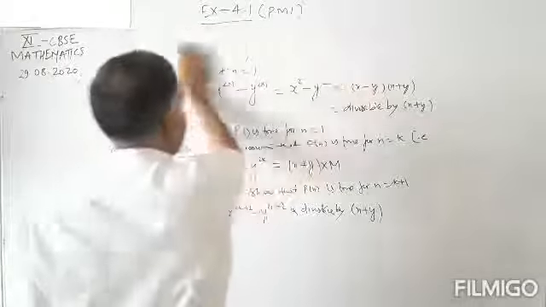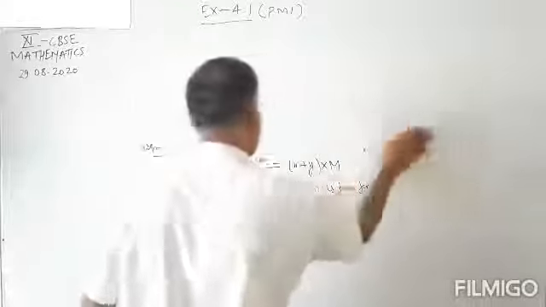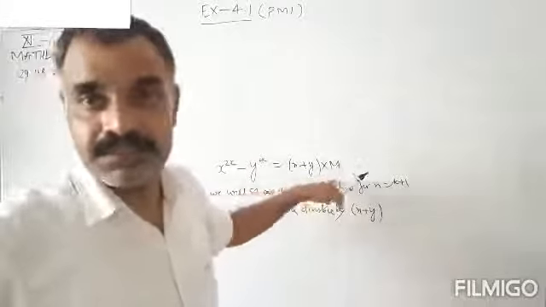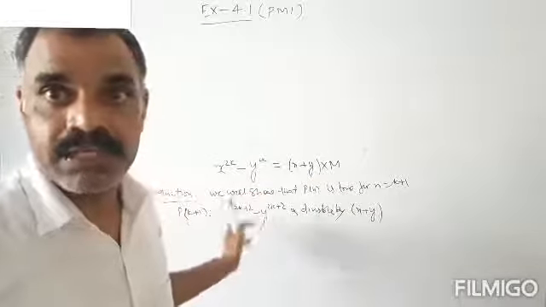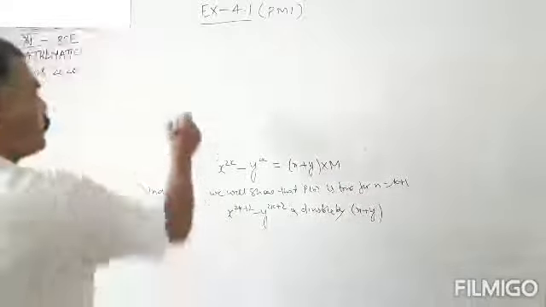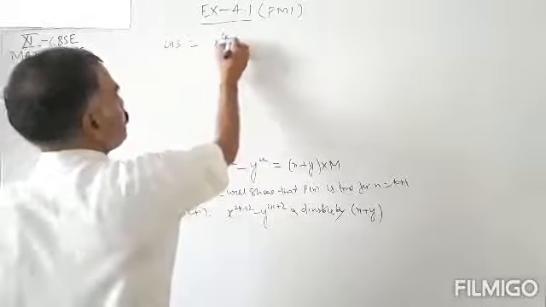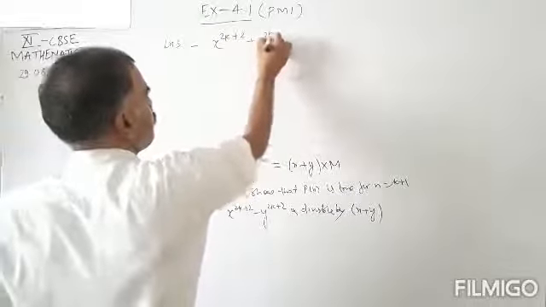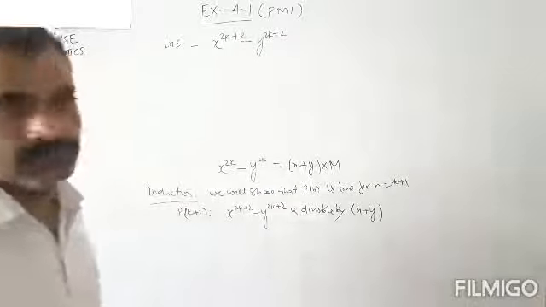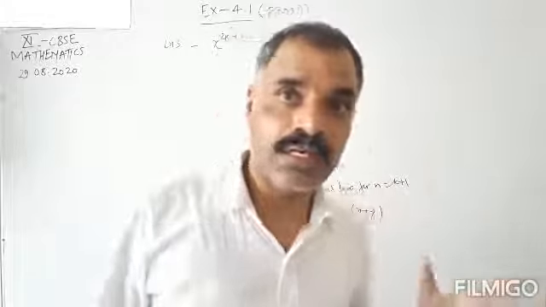So we will start from the left-hand side as usual, using the assumption step. Starting from the left-hand side, using this we will show our result. The left-hand side of the induction is x to the power 2k plus 2 minus y to the power 2k plus 2. We will show that this is divisible by x plus y using the assumption.